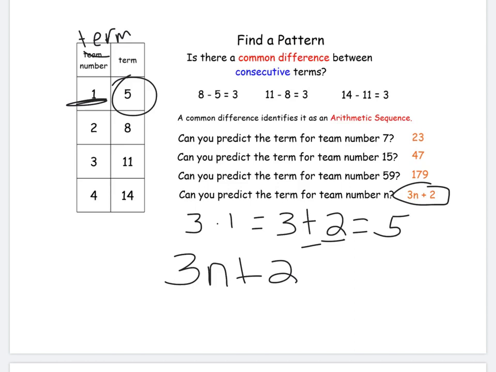Again, the 3 is my common difference. So 3 times 1 is 3. And I had really a 5 in the first line of the table. So I needed to get to 5, so I'd have to add the 2 to make 5. And it would work for every line in that table. So term number 2 is 8. So 3 times 2 is 6, plus 2, again, gives you 8.